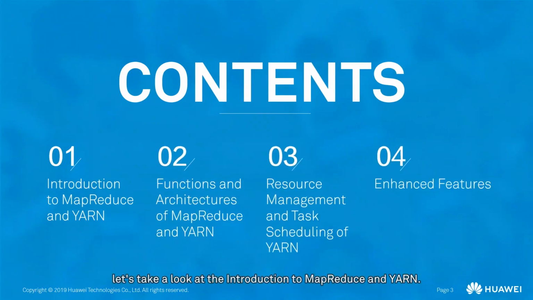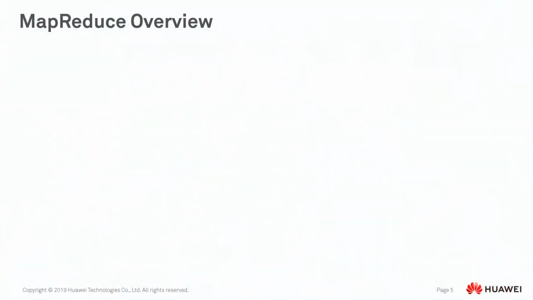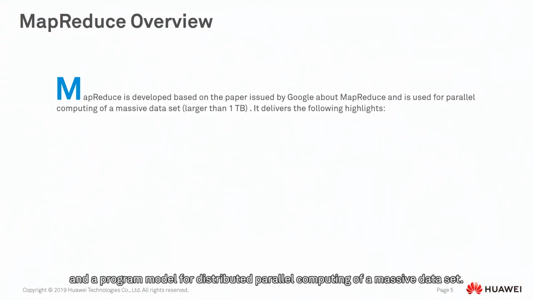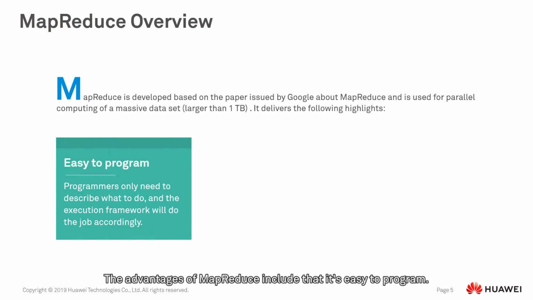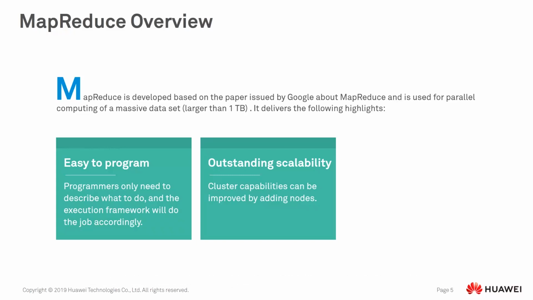First, let's take a look at the introduction to MapReduce and Yarn. Well, MapReduce is a processing technique and a program model for distributed parallel computing of a massive dataset. The advantages of MapReduce include that it's easy to program. Programmers only need to describe what to do, and the execution framework will do the job accordingly. And it's easy to scale data processing over multiple computing nodes. We can just simply add nodes to improve cluster capabilities.